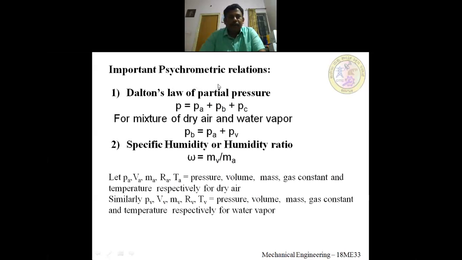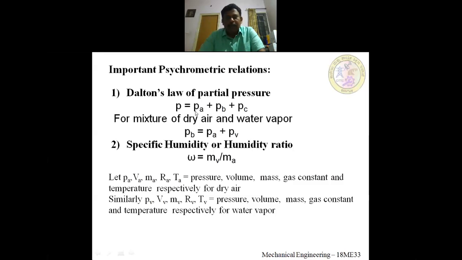Okay, important psychometric relations. First one, Dalton's law of partial pressure. Already you have come across it. What is Dalton's law of partial pressure? It is nothing but the total pressure of the gas will be the sum of the partial pressures of the individual gases, where all the gases as well as the mixture of gases have the same volume and the same temperature.